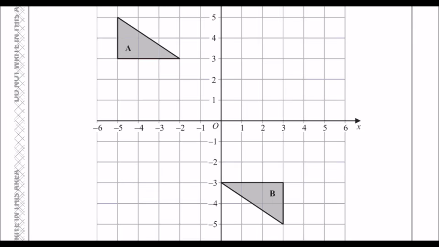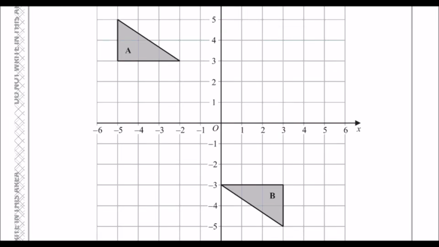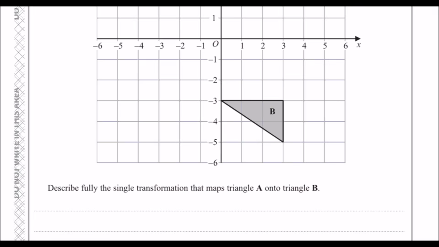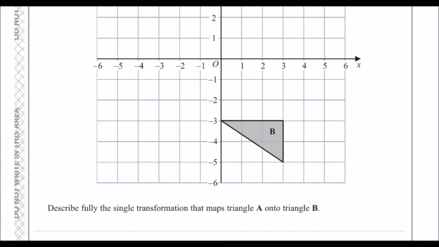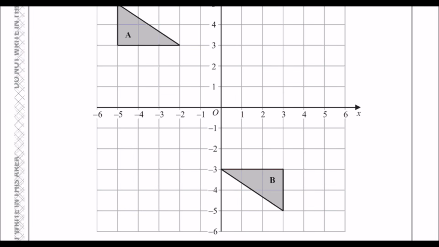Question 18. So we've got these two triangles, A and B. Describe fully the single transformation that maps A onto B. And we've got a rotation here. So you can use tracing paper in your exam to figure out where a rotation goes. So the middle of these 2 points here, exactly halfway in between them, that's going to be our center of rotation. That'll be where you hold the tracing paper.